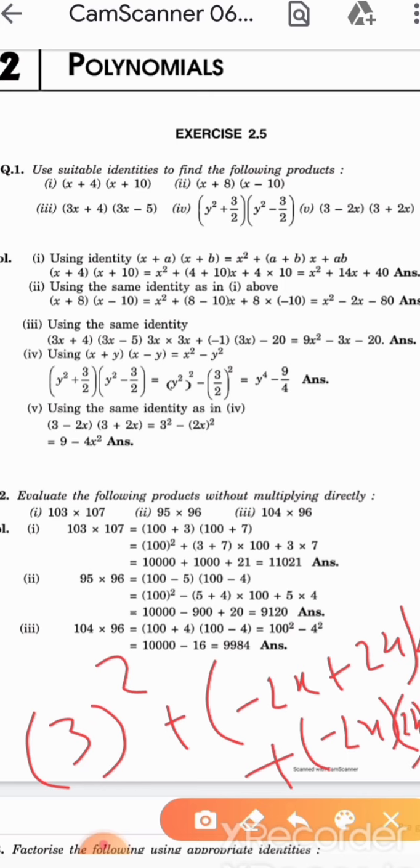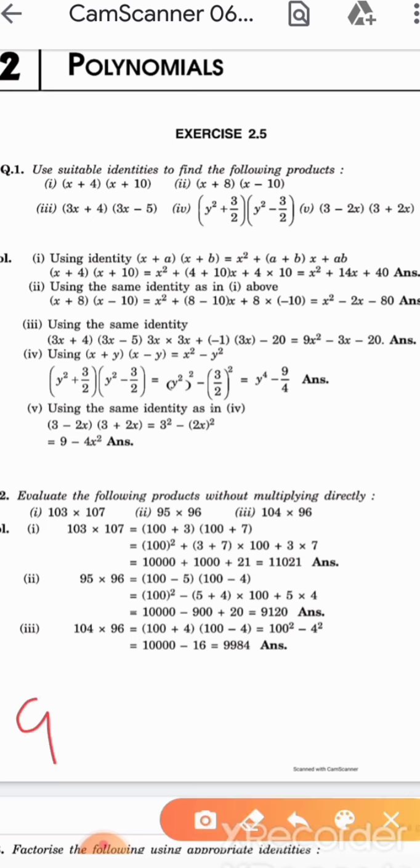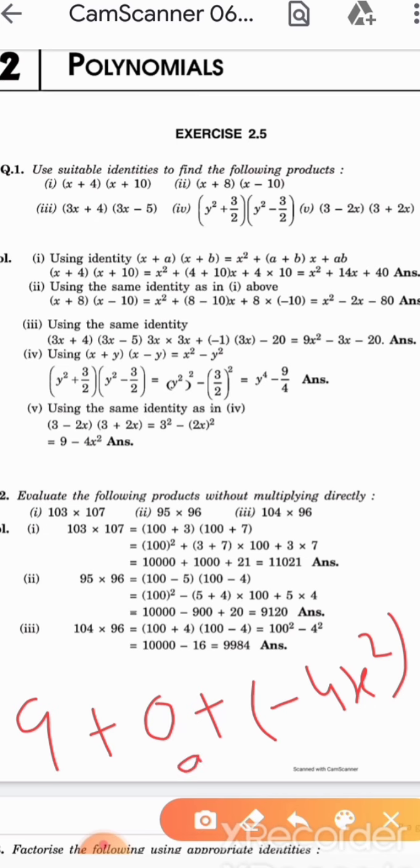Simplifying this step we get 3 square means 9, minus 2x plus 2x means 0, 0 multiplied by 3 means 0, the whole term is 0. And last, plus we multiply minus 2x into 2x: 2 twos are 4, x into x is x square, and plus minus minus 4x square. So we write this as 9 minus 4x square. So the product of our two bracket polynomial is 9 minus 4x square. I think all of you understand this solution.